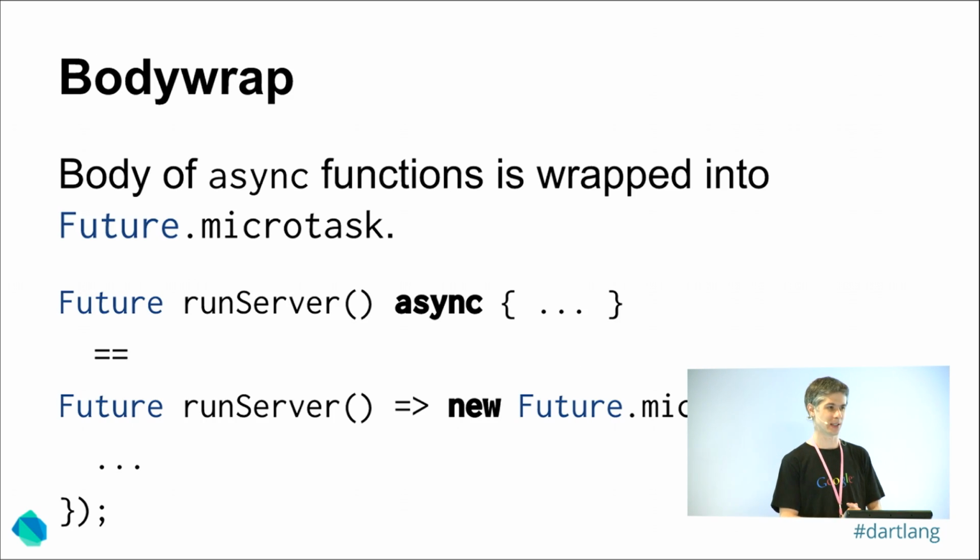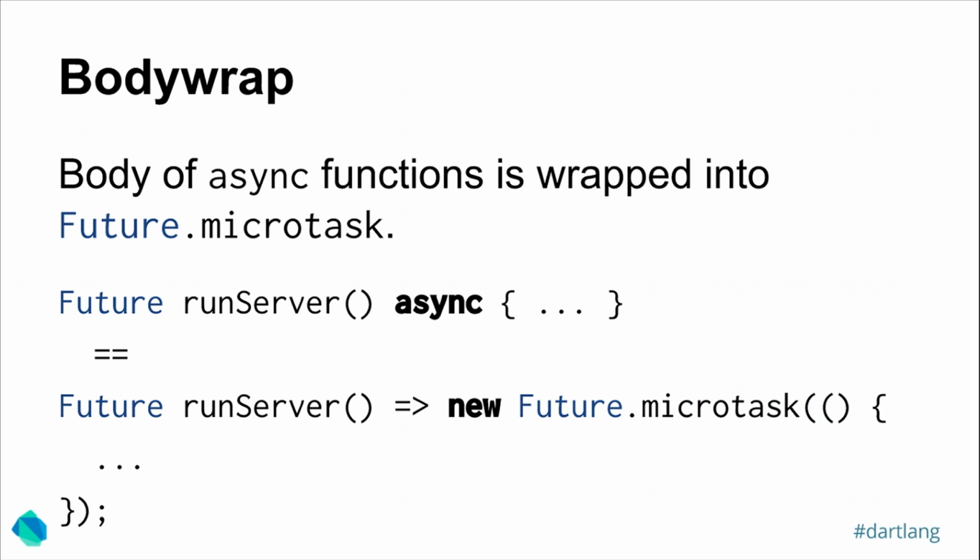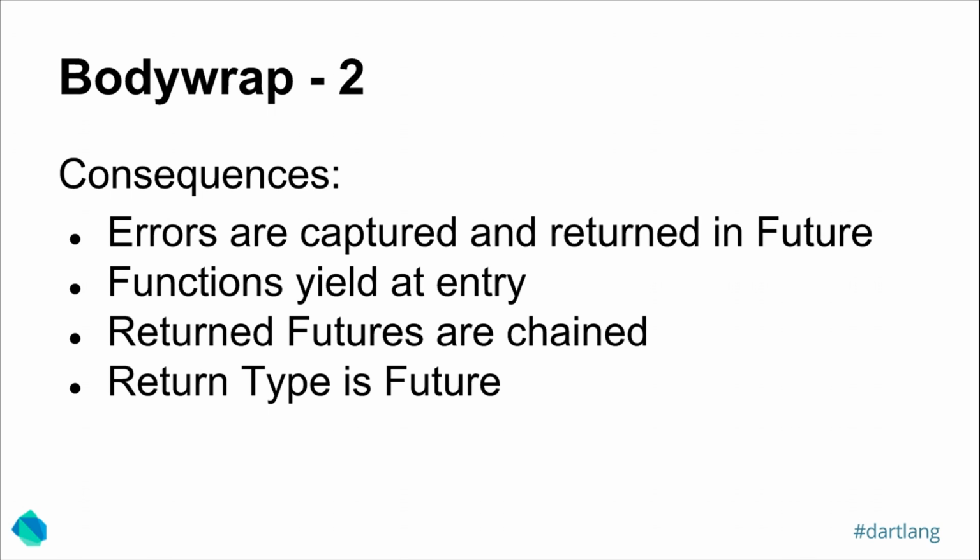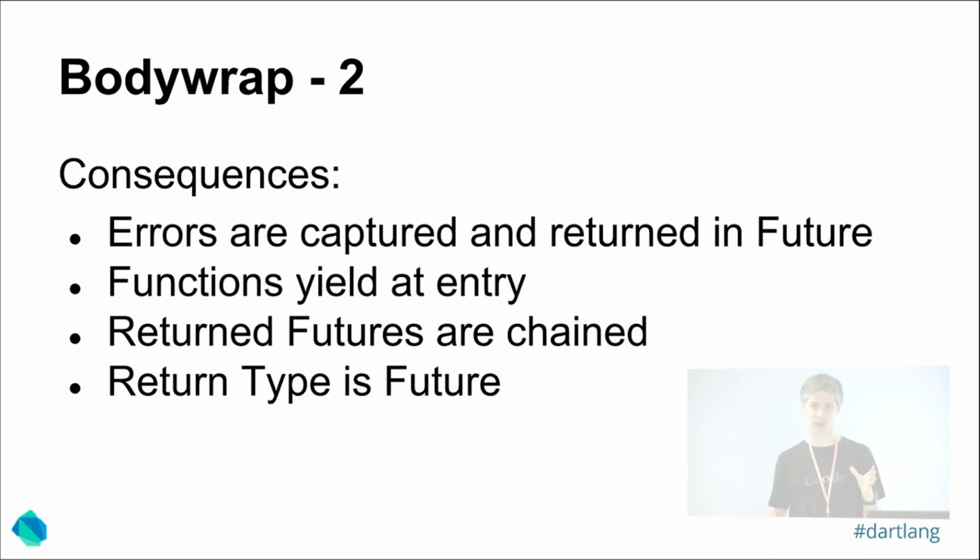And finally, and that one is actually quite interesting, the body of all asynchronous functions is automatically wrapped in a new Future.microtask. And that has several consequences. Basically, if you see an async, you have to immediately think this is as if I saw a new Future.microtask. One consequence is, you will never have a synchronous error out of an async function. Because that new Future.microtask will capture all synchronous errors, and you will only get errors back in the future. The other thing is that the function yields immediately when you call it. So it will go through the event loop before it actually executes the body.